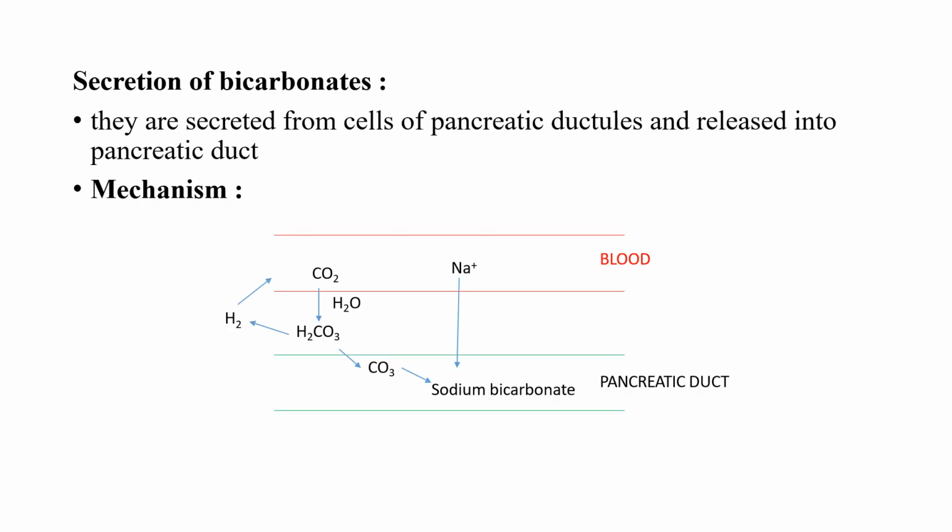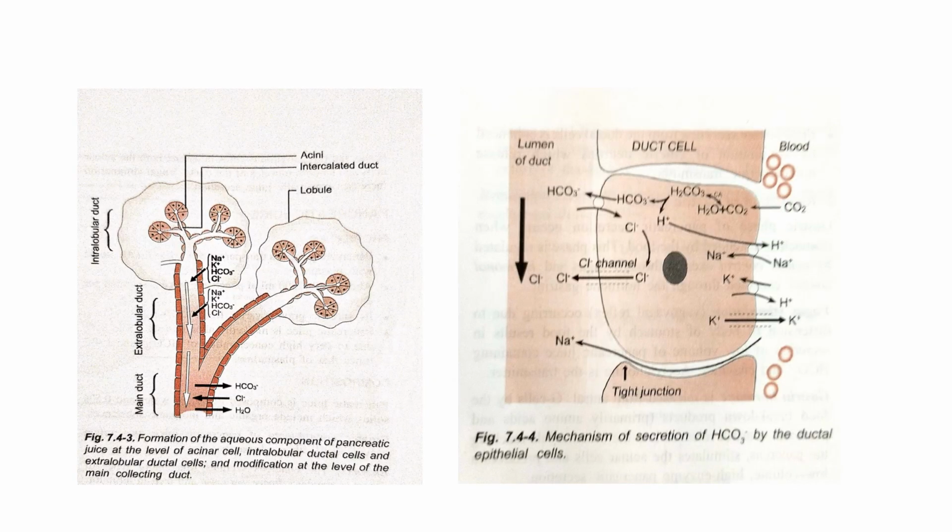Next, secretion of bicarbonate from the cells of the pancreatic ductules, which is released into the pancreatic duct. So the mechanism is, in the picture I will show you, this is the picture, the mechanism of secretion of bicarbonate. So in the blood, because of acidification by the sodium hydrogen exchanger, sodium hydrogen and potassium proton ATPase pumps in the basolateral membrane, this results in the formation of CO2.